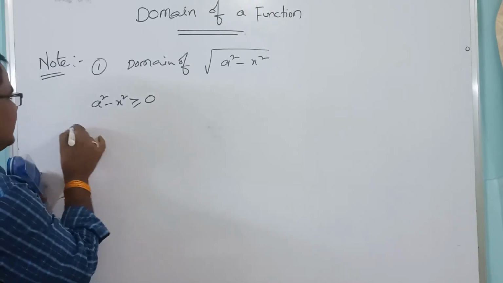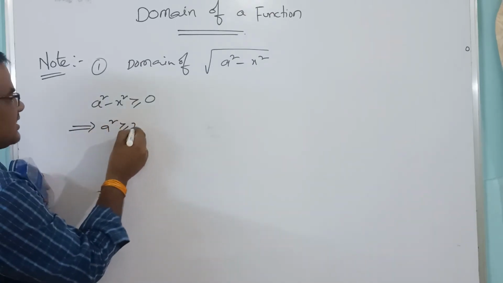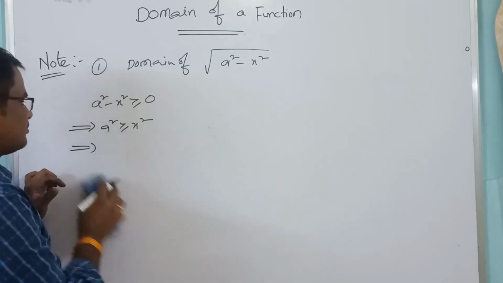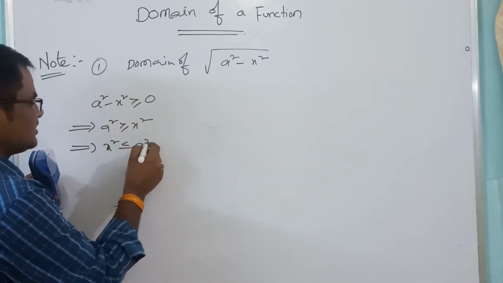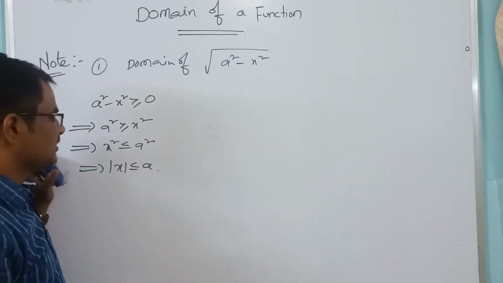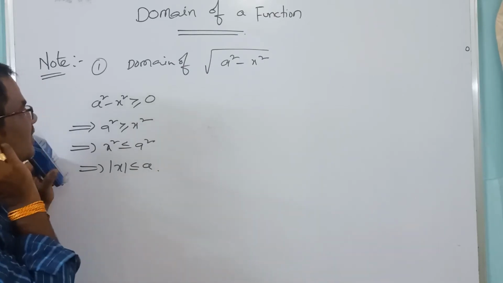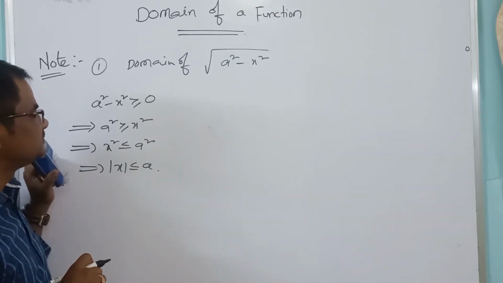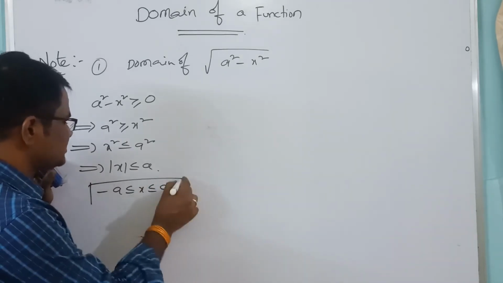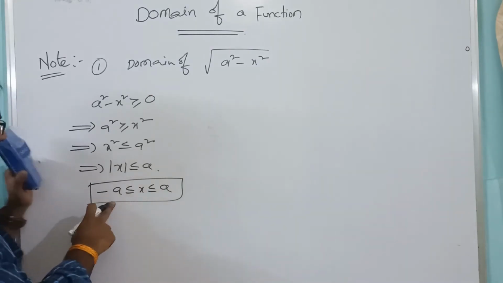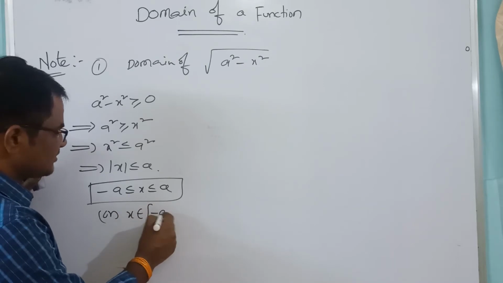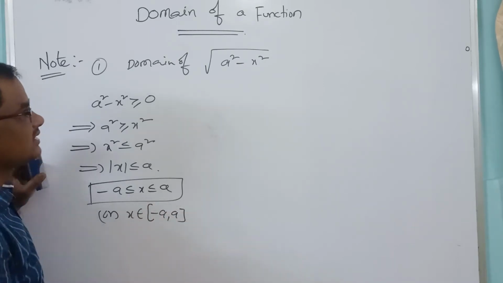Now it can be written as a square greater than or equal to x square. That implies, taking one more step, x square less than or equal to a square. This can be written as mod x less than or equal to a, where a is greater than 0. Now, from the modulus properties we know that minus a less than or equal to x less than or equal to a. Or you can write x belongs to the closed interval minus a to a. This is our answer, right?